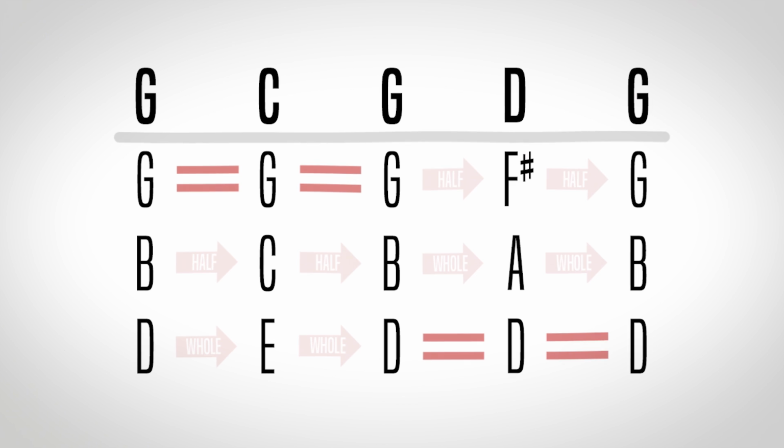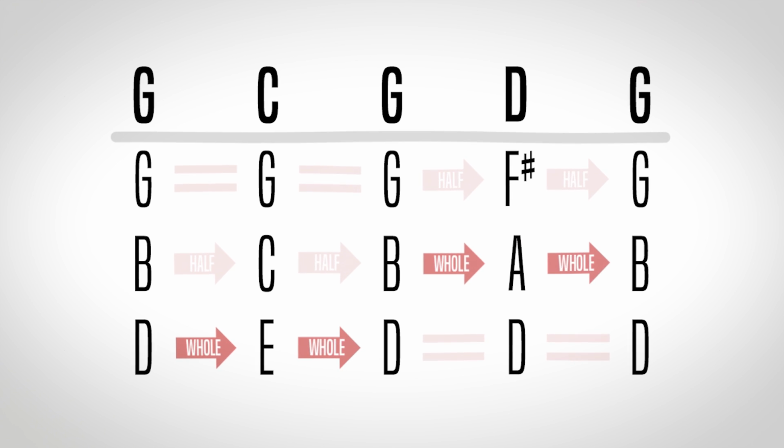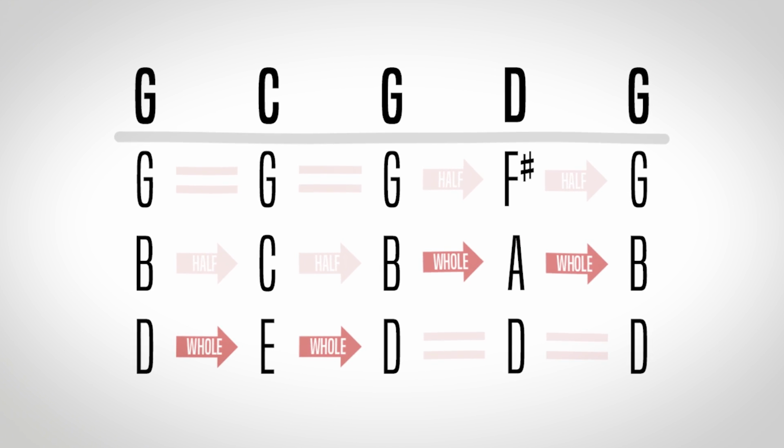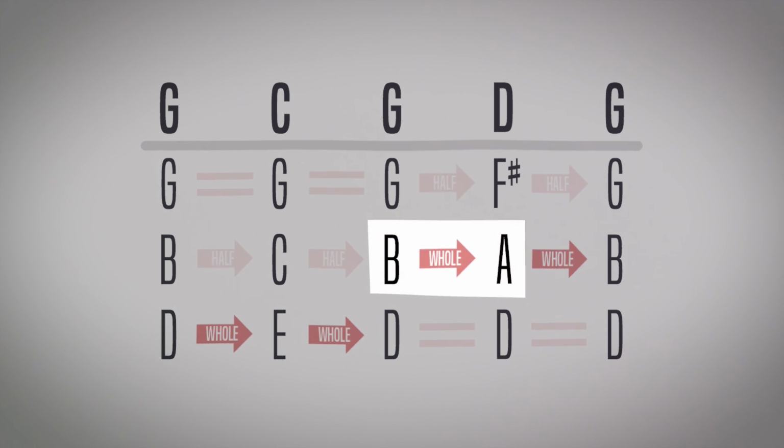Now, that's one option, but what about the rest of this chart? Obviously, our static notes won't give us much help because they imply no movement. They don't show that the chord has changed. But our whole step movements might be another thing to exploit. Let's focus in on D moving to E over the G to C chord change, and B moving to A in the G to D chord progression.